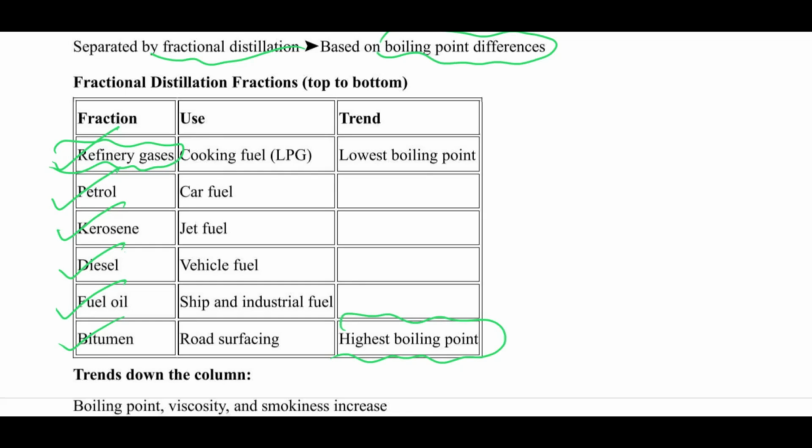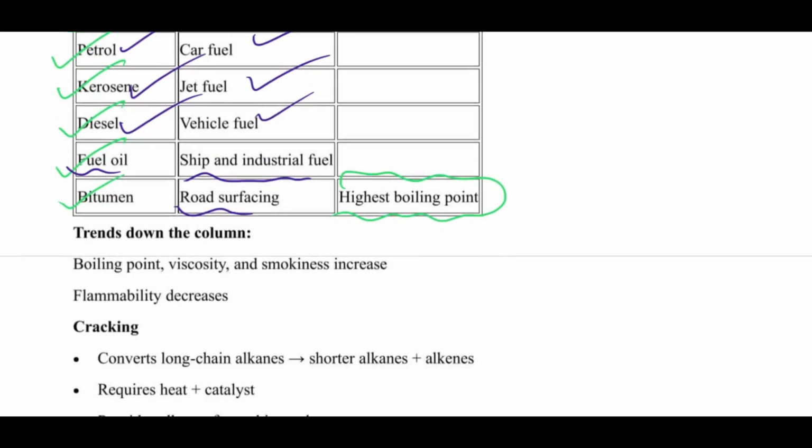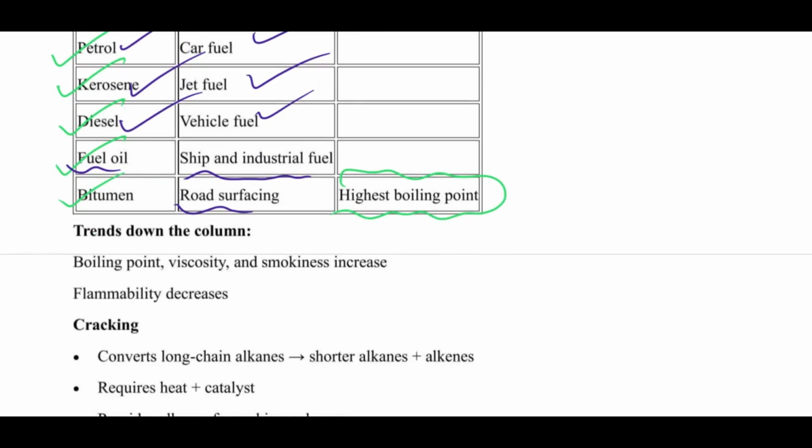And that's why we use bitumen in road surfacing. It's mostly a very high viscosity liquid. Fuel oil we use in ships and as industrial fuel. So you have to remember their uses. Refinery gas is used as LPG. Petrol, we already know, is used as car fuel. Kerosene is used in jets. Diesel is also used as a vehicle fuel, and fuel oil, I have already told you, is used in ships and as an industrial fuel.